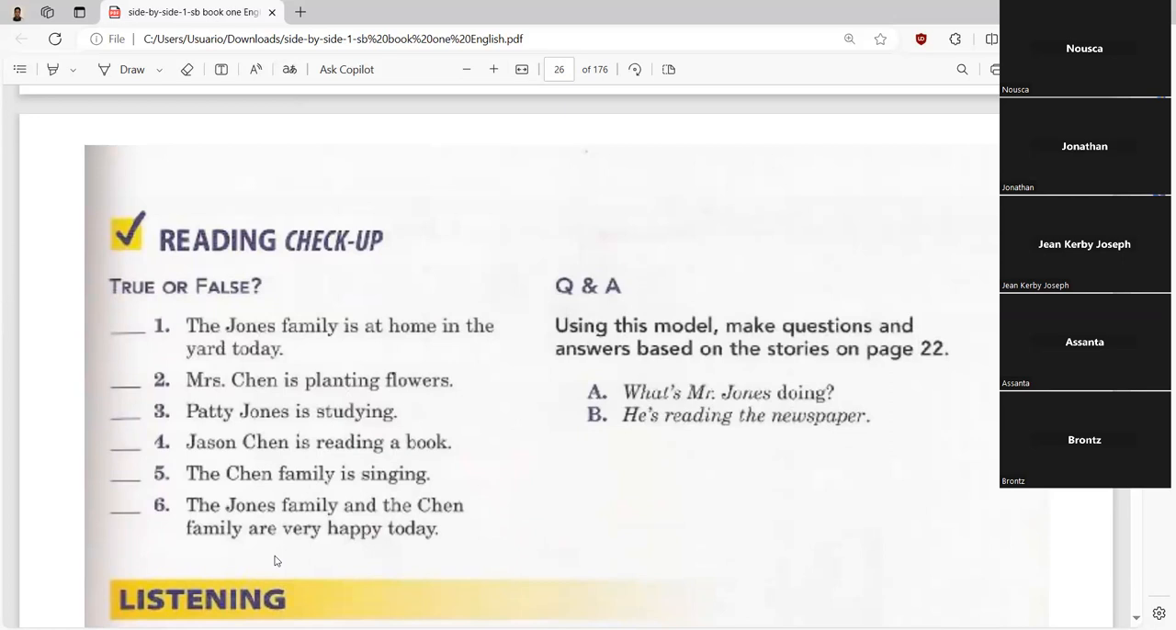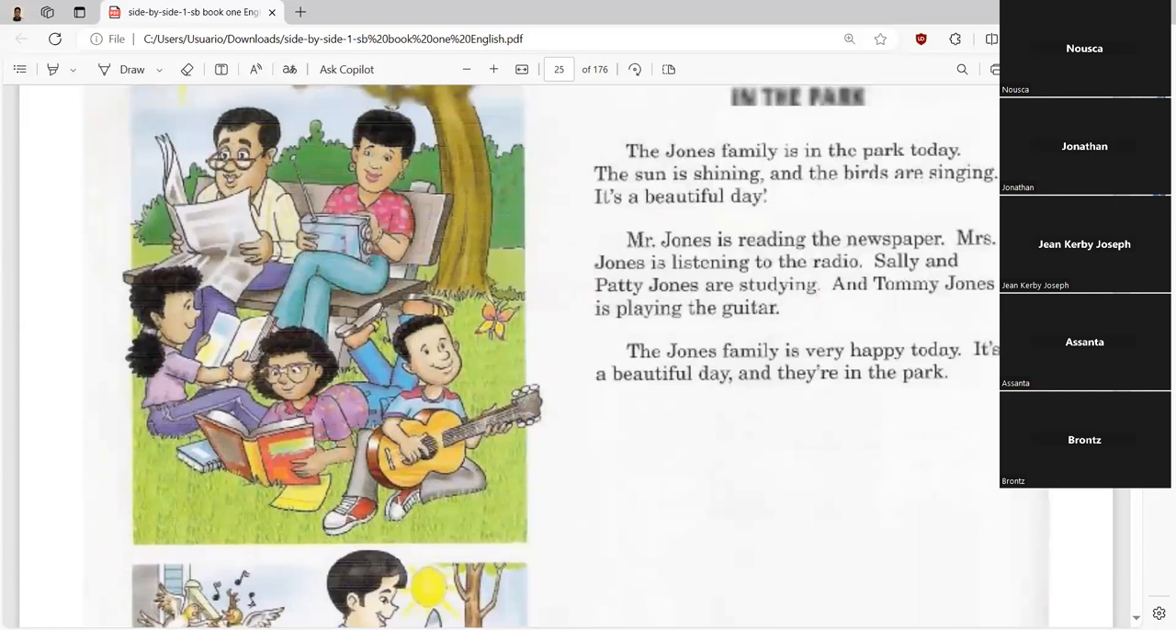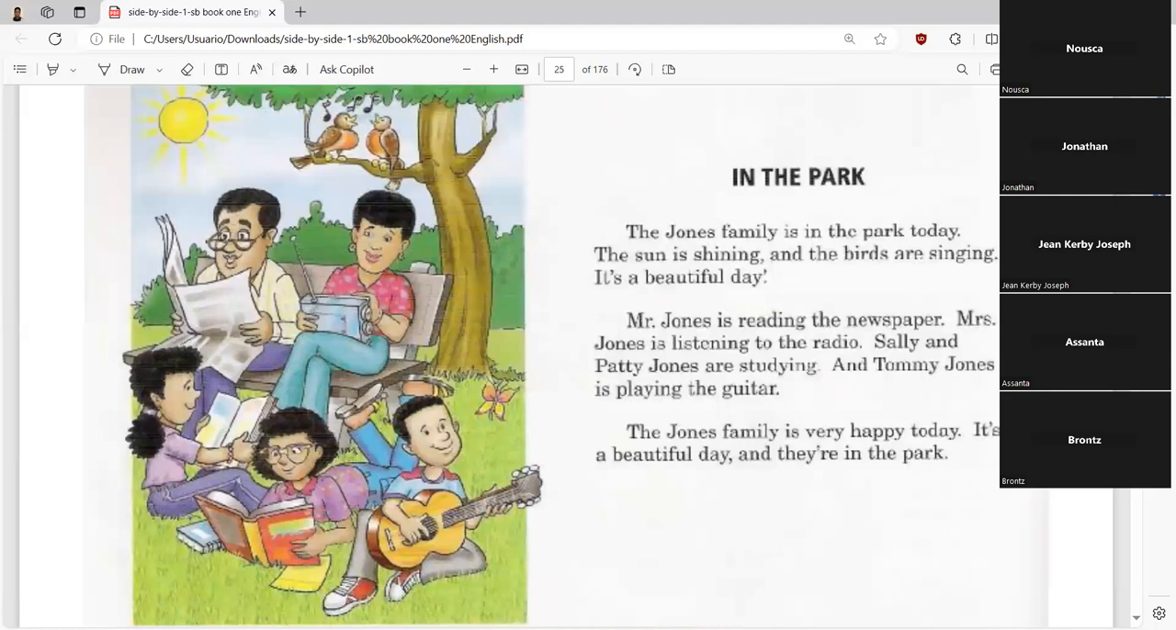Number six. The Jonas family and the Chen family are very happy today. True. Okay. The Chen family is very happy today. True. That's good for the Chen family. Let's see for the Jonas family. The Jonas family is very happy today. True. Very good.